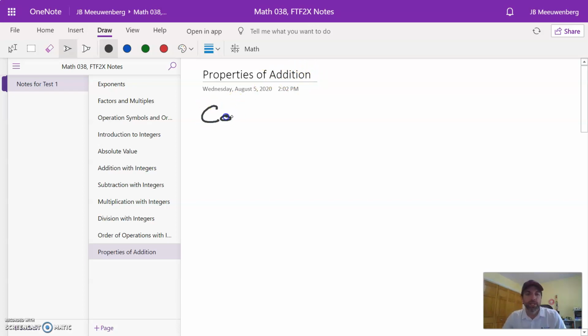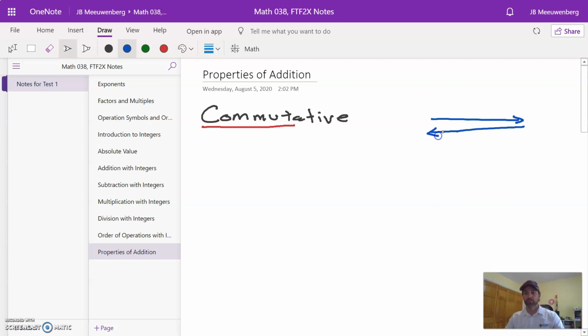The first one is commutative. Commutative. And when I think of that word, I look at the root word, which is commute. And I think of how, when I wasn't teaching from home, I would go to work, right? I would go in one direction to work, and then I would turn around and come the other way home. That's my commute. When we are adding numbers, we can do the same thing.